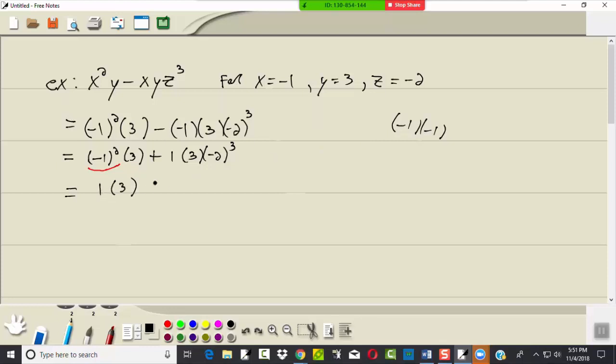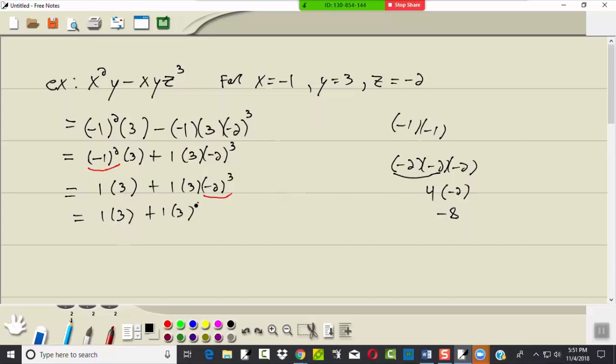So we got 1 times 3 plus 1 times 3 times negative 2 to the third. I'm still on the excuse part. Negative 2 to the third. Exponent only affects what's to its immediate left unless there's parentheses, and then it affects everything inside the parentheses. Negative 2 to the third: negative 2 times itself 3 times. Negative 2 times negative 2 is 4, times another negative 2 gives us negative 8. So everything else carries down, and that gives us negative 8.